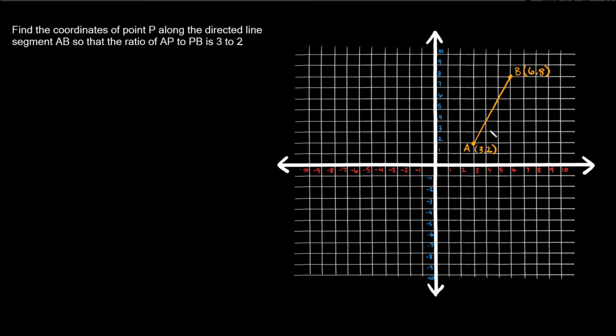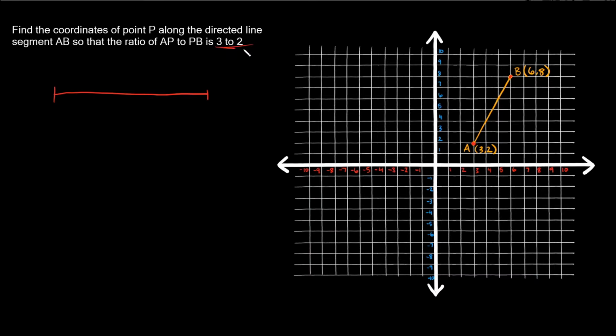Okay, well, first of all, you can see it gives us our directed line segment right here, okay? And we have our 2 points, right? A is at 3, 2, and B right here is at 6, 8, okay? So here it's telling us we want to split this directed line segment into a ratio of 3:2.